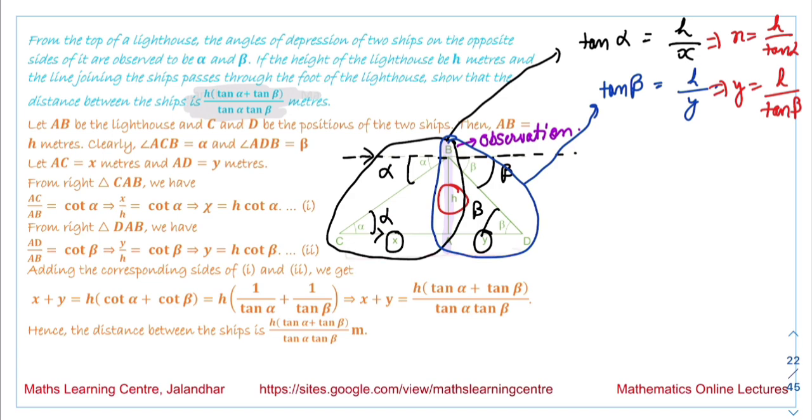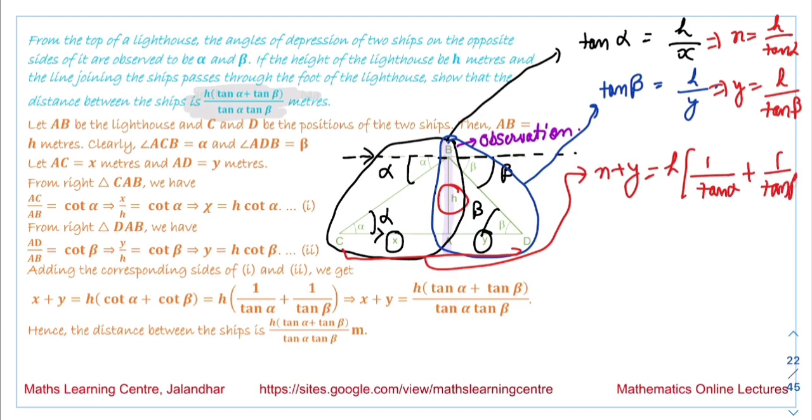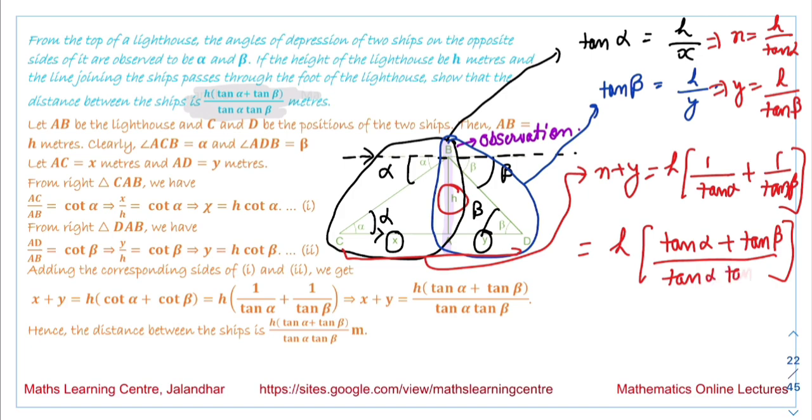We want to calculate the total distance between these two. So that is x plus y. h is common. It is h times (1 over tan alpha plus 1 over tan beta). On taking the LCM we will get (tan alpha plus tan beta) over (tan alpha tan beta), and this is the total distance between the two ships.